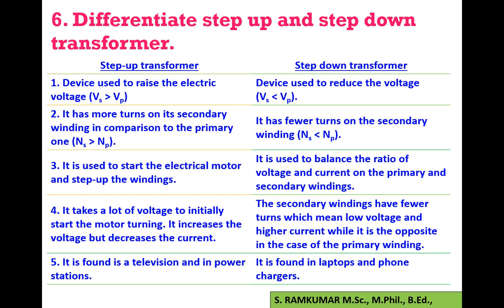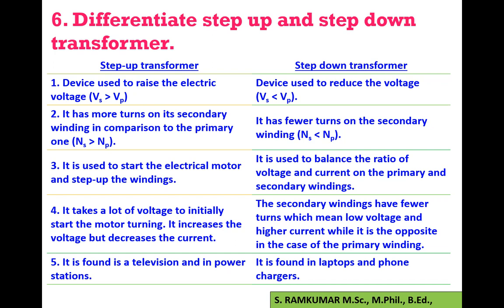Second difference: step-up transformer has more turns on its secondary winding in comparison to the primary one. In step-down transformer, it has fewer turns on the secondary winding. Third point, step-up transformer is used to start the electrical motor and step up the windings. In step-down transformer, it is used to balance the ratio of voltage and current on the primary and the secondary windings.